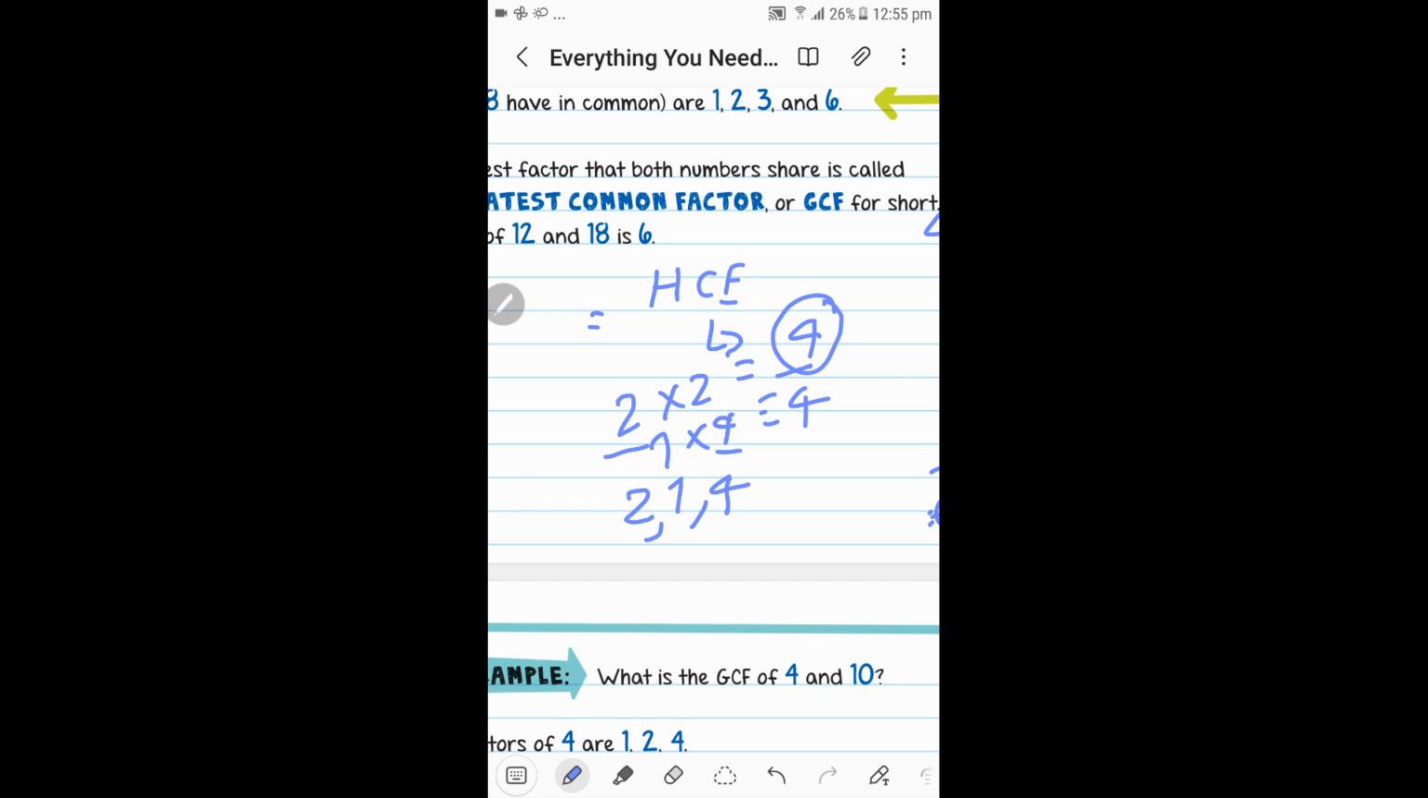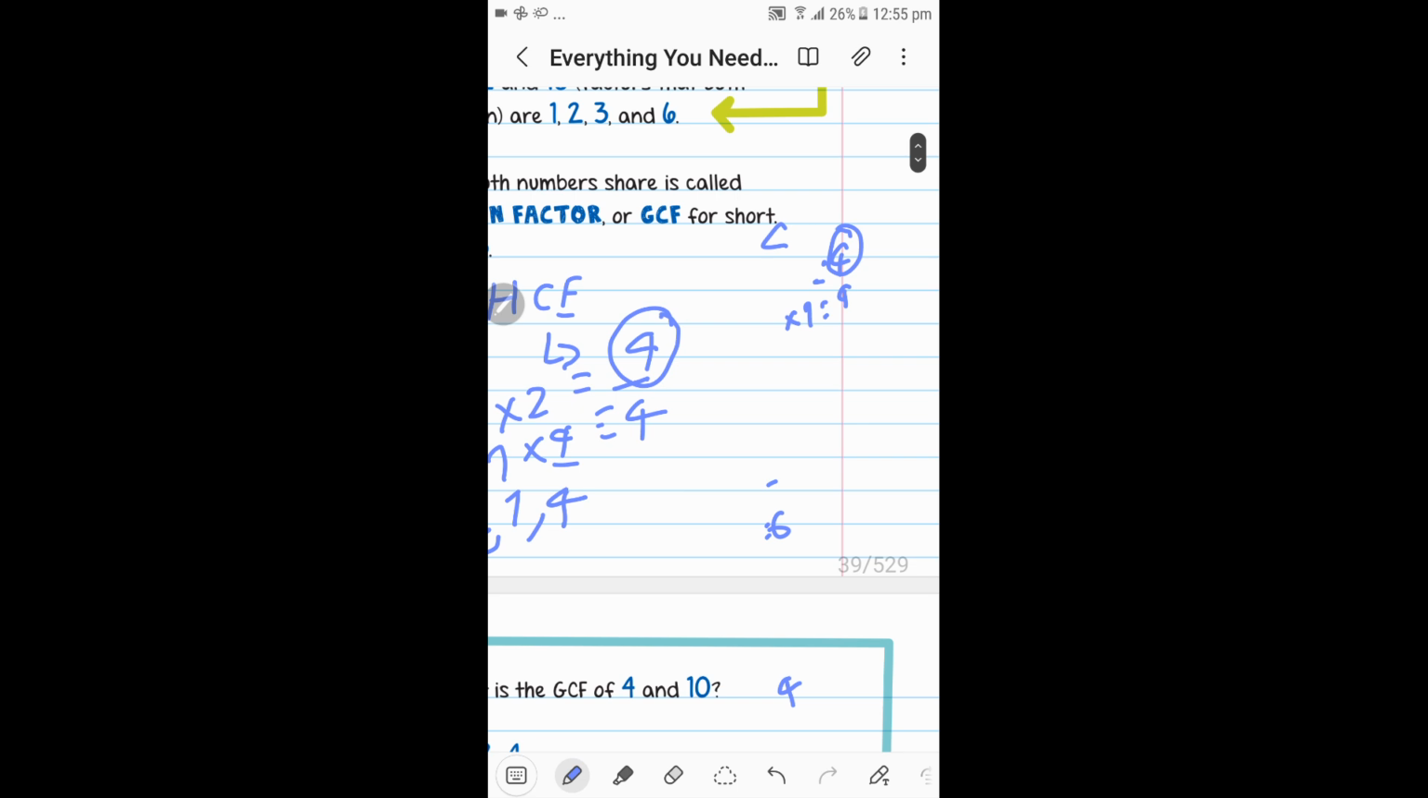Is there any other number that gives us 4? Does 3 multiplied by 1 give us 4? Does 3 multiplied by 2 give us 4? Well, no. After 3 they are all higher numbers. So the factors of 4 are 2, 1, 4. These are factors. Now what does common factor mean? When finding common factors, let's take two numbers. Let's take 6 and 4.